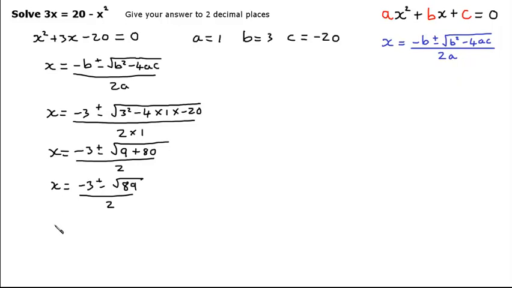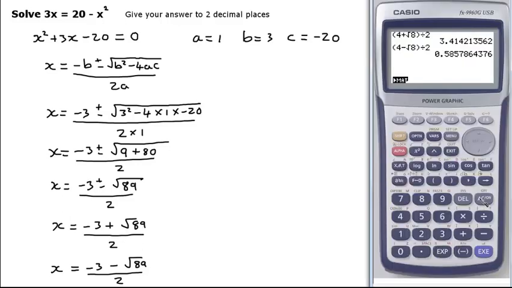Which means our two possible solutions are x equals negative 3 plus the square root of 89 all divided by 2, or x equals negative 3 take away the square root of 89 all divided by 2. So those are our two possible solutions. It's either this one or this one. Okay, now we need our calculator.